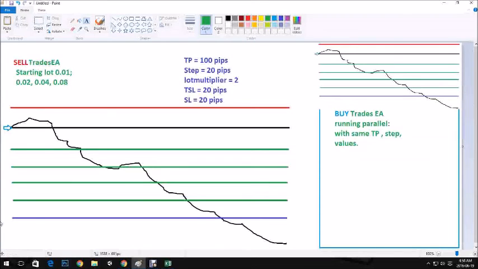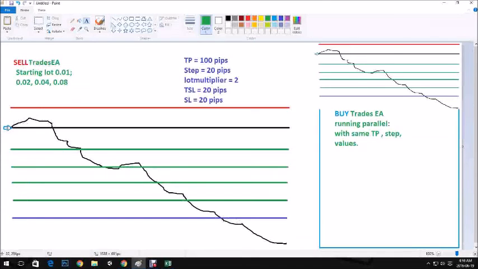But what can happen during this trading sequence? The market can reverse at any time, even at its first trade. Okay, let's say we started a sell trade here, and we were expecting that the market will go down and down and down, and it will reach our target of 100 pips. But the market started going up, and it hits the SL value for our first trade.